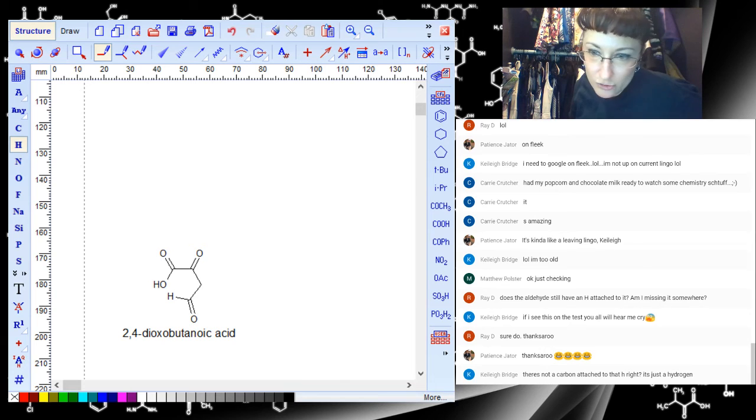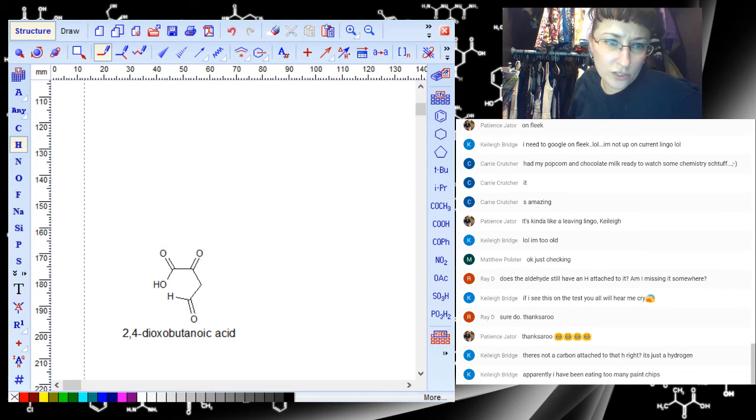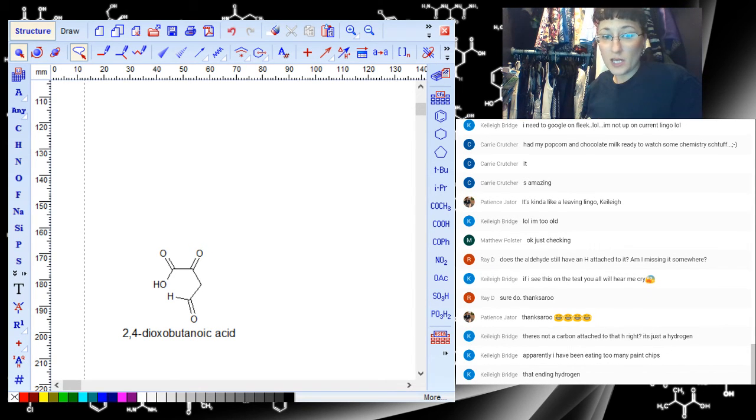That's not a carbon attached to the hydrogen. Keely, I don't know which one you're talking about. There's a carbon here that's a part of the carbonyl. So that aldehyde has a carbon right there. And then this right there's a CH2. I'm not sure exactly what you're asking me, Keely. The ending hydrogen has a carbon attached to it. It's the carbon that's part of the carbonyl, the aldehyde.